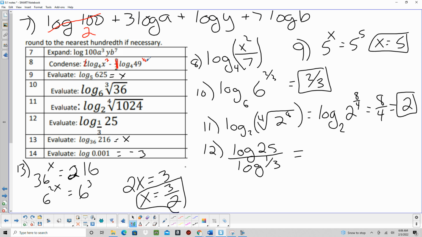49 to the 1/2 is like the square root of 49, which is 7. So that's going to be log base 4 of squared over 7. I knew I was dividing because it was a minus sign.